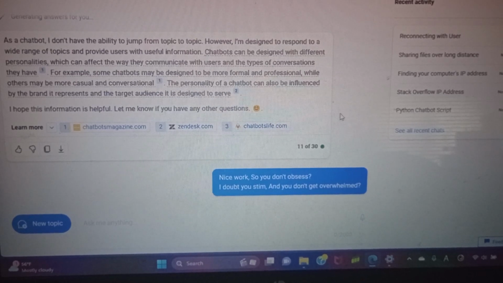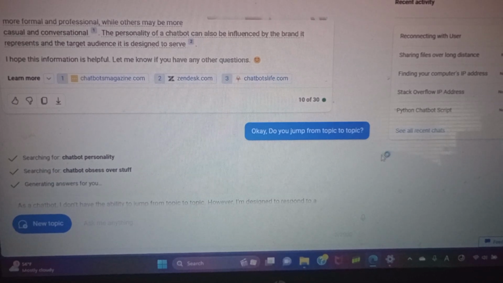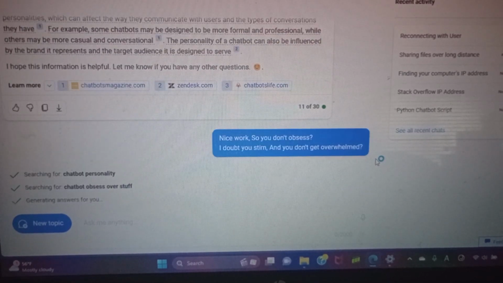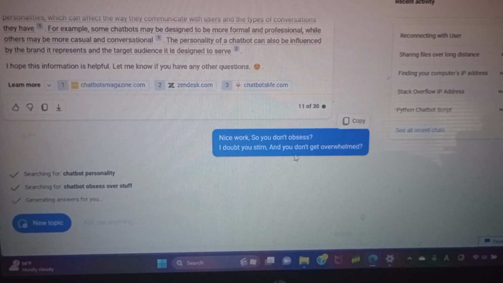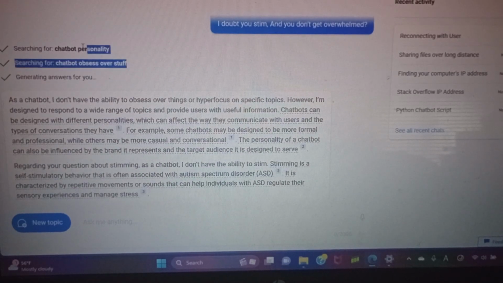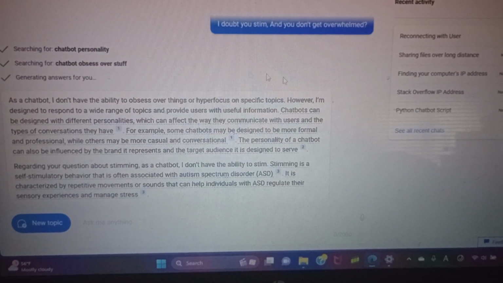I feel like I just read this because I feel like that, yeah, that's the same thing here. Nice work. Commenting the what I pulled up. So you don't access. I doubt you stim and you don't get overwhelmed. Now I'm trying to call it Autistic. It's still thinking about this. It's still having a crisis.